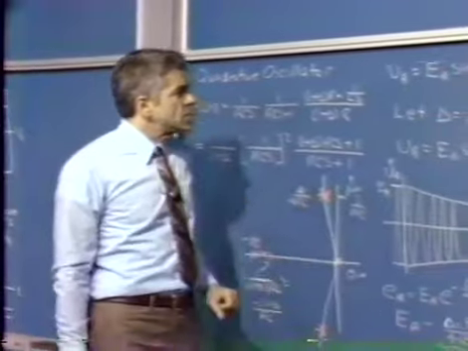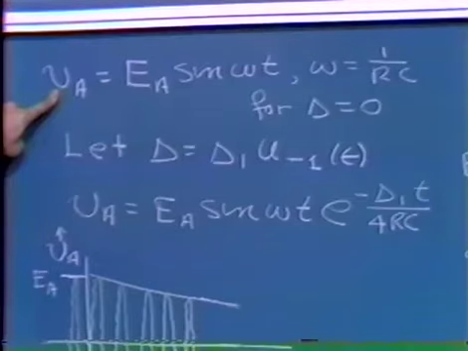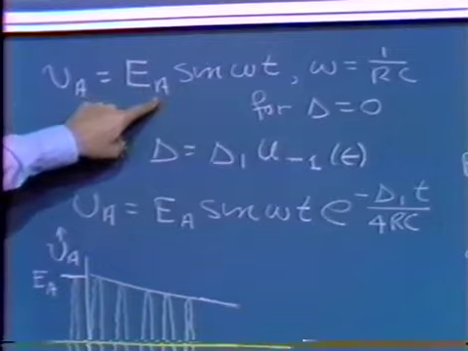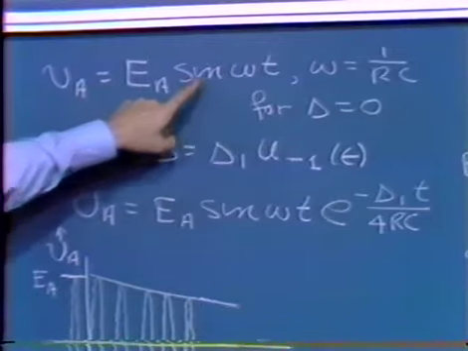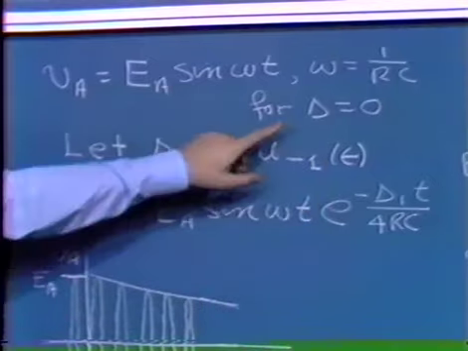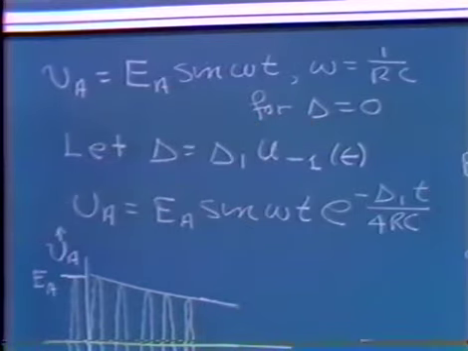Well, to do this, let's assume that our system is oscillating with the actual signal V sub A being equal to some E sub A, an amplitude associated with that signal, times sine omega t. And omega is equal to 1 over RC. This is the situation that results with perfectly matched components, delta equals 0. We have a pair of complex conjugate poles on the imaginary axis. We get a pure sinusoidal oscillator, and the amplitude is a function of initial conditions.